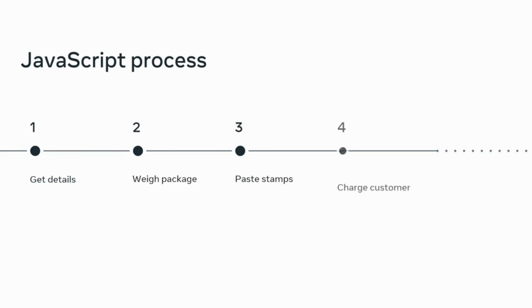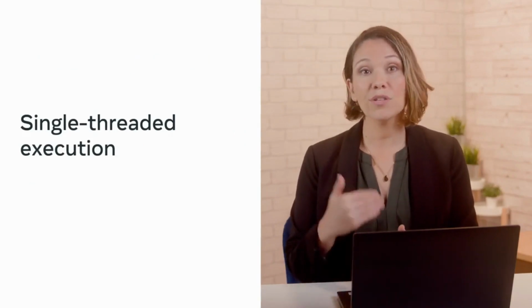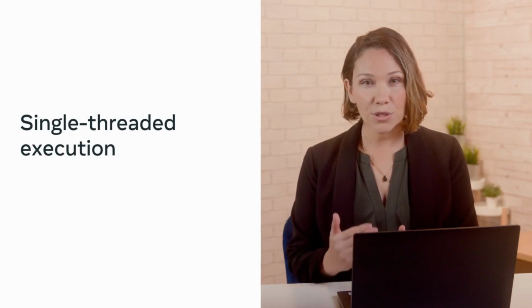Since they can only do one thing at a time, they go through the process of getting your details, measuring the weight of the package, pasting stamps onto the package, charging you for the service, and going to the back office and carrying the package there, then taking time to find the correct place for the package before it gets shipped. The problem with this approach is that the next step cannot start before the previous one is finished. That's what's known as single-threaded execution.